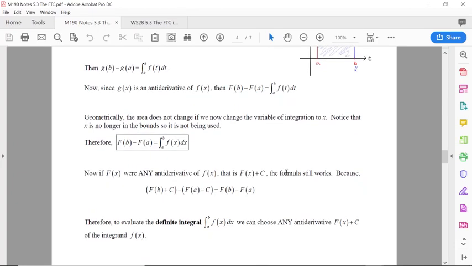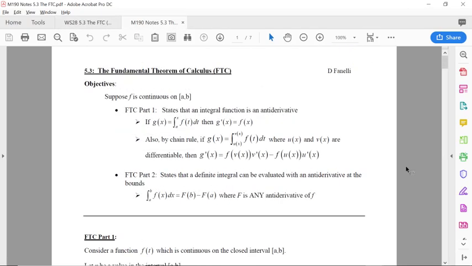Now we could use any antiderivative, that is the general antiderivative. Recall that we can add any arbitrary constant we want to an antiderivative, and we would have another antiderivative.